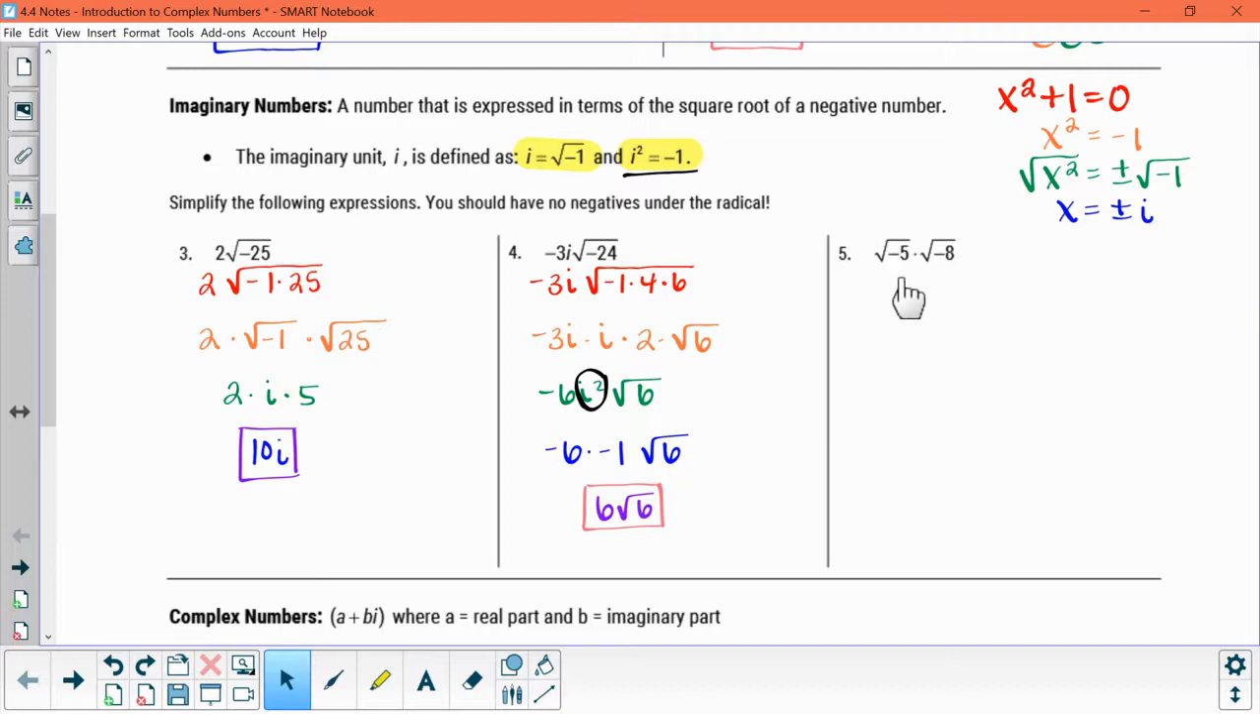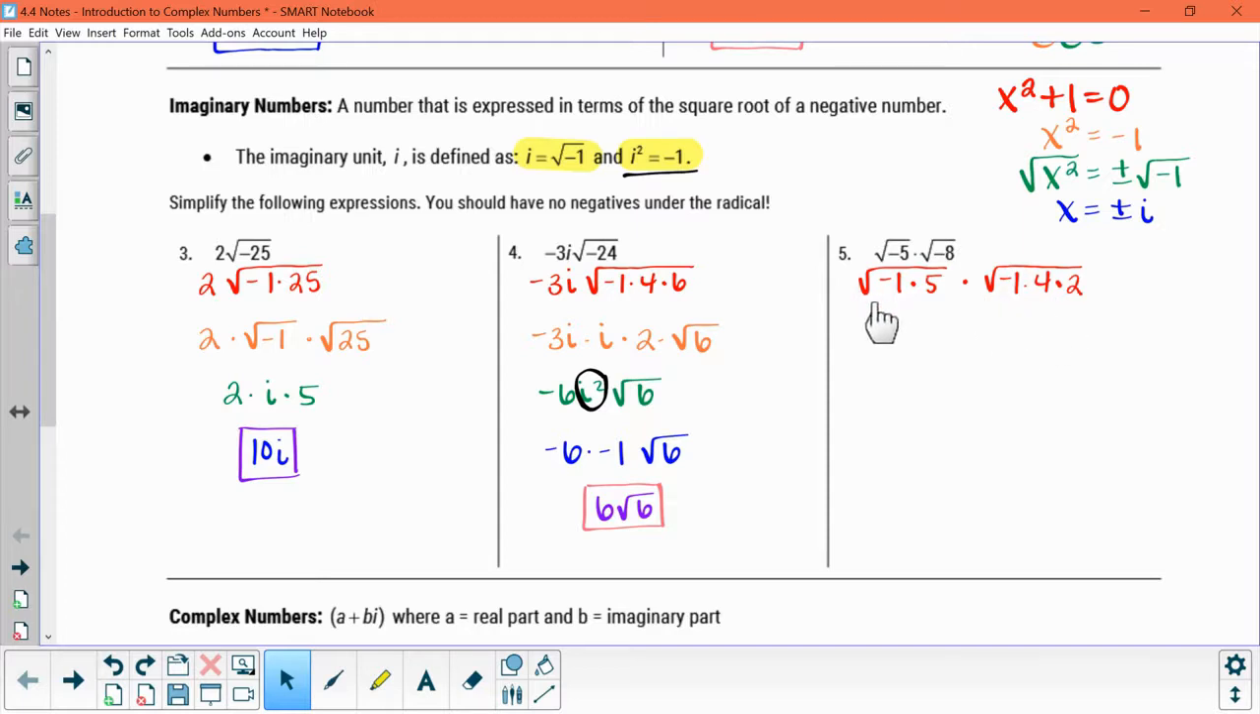For number 5, I want you to be careful. Anytime you have separate radicals and you have imaginary answers, you have to simplify first before you combine. So let's go ahead and rewrite this as the square root of -1 times 5 times the square root of -1. And I went ahead and broke down 8 into 4 and 2, because remember, you are always looking for those perfect squares.